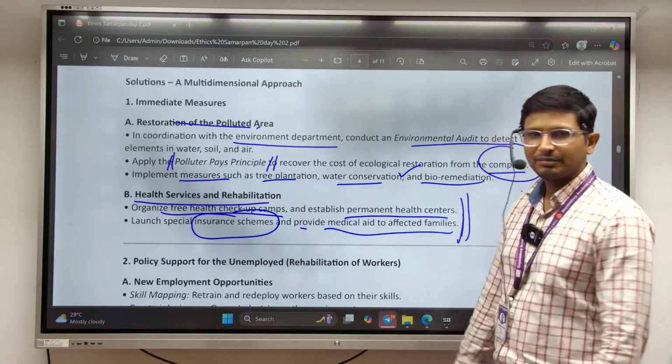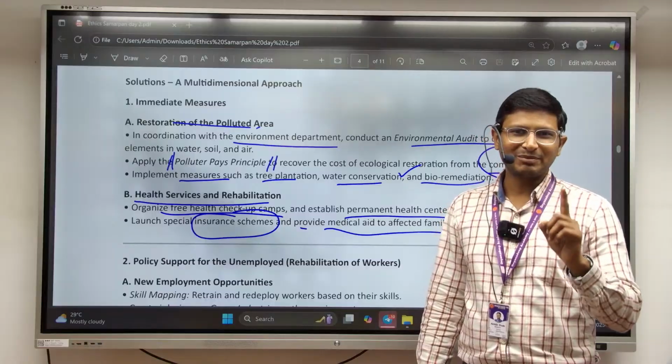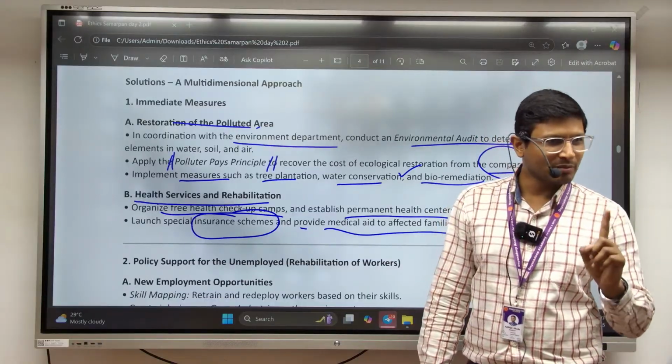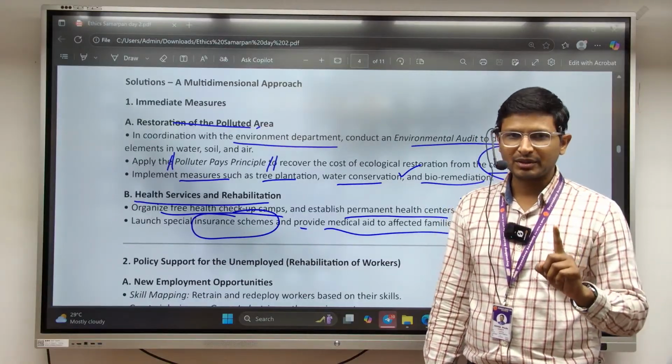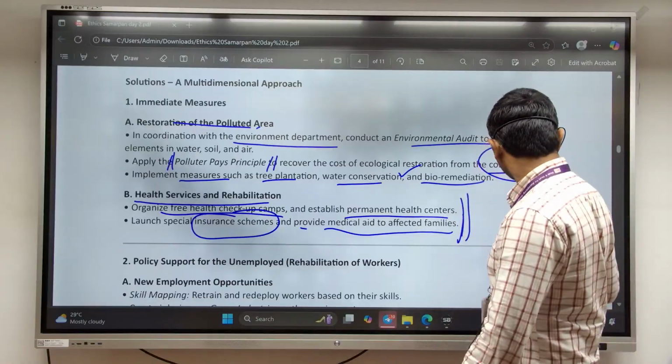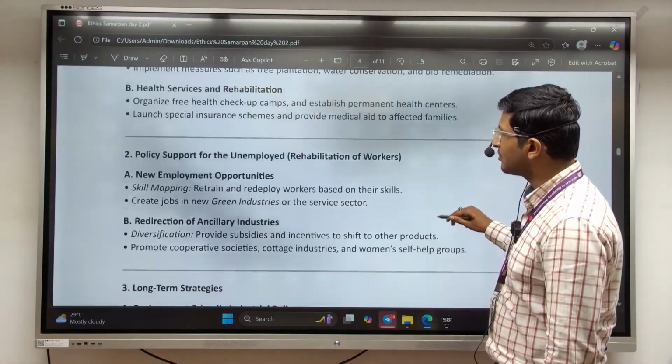किसके खर्चे पे? Company will pay. Government will not pay here. The company will pay. Polluter pay principle. Okay, so this is a kind of a punishment for the company also.